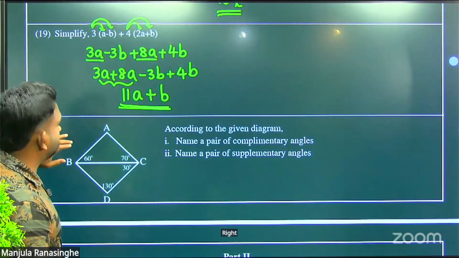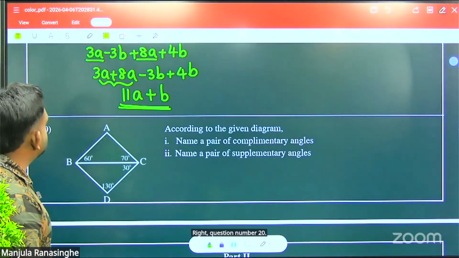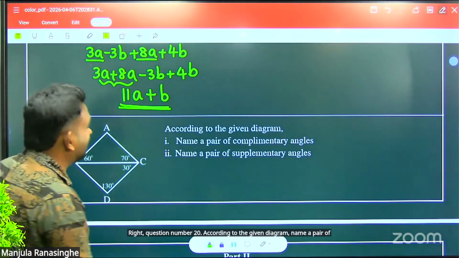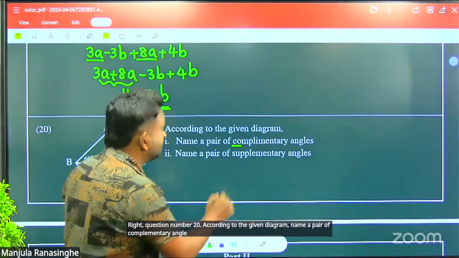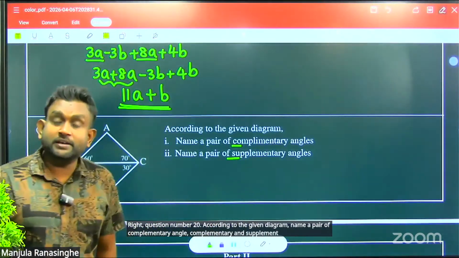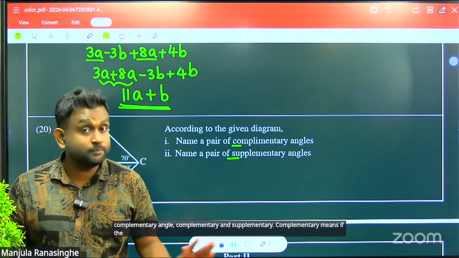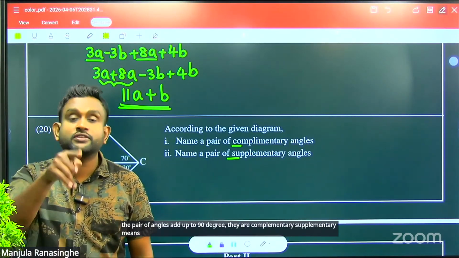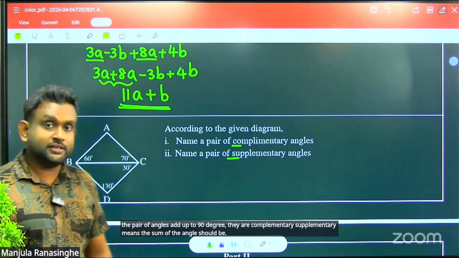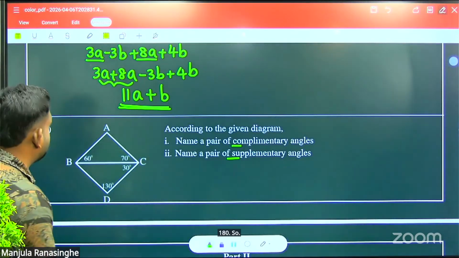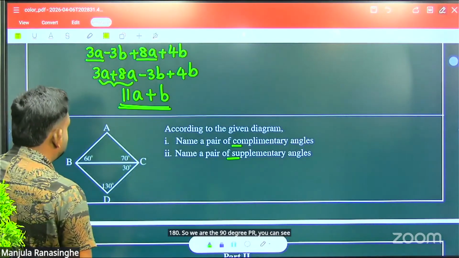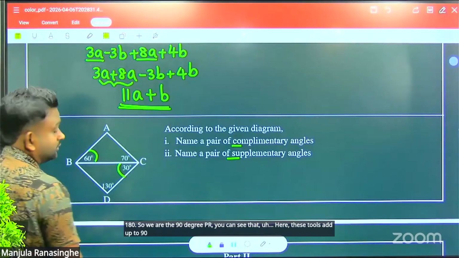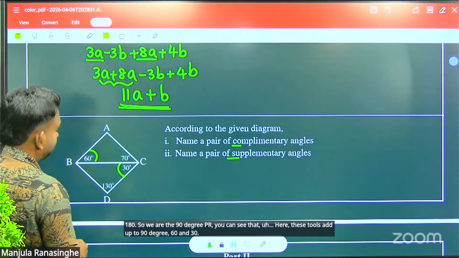Right, question number 20. According to the given diagram, name a pair of complementary angles. Complementary and supplementary. Complementary means if the pair of angles add up to 90 degrees, they are complementary. Supplementary means the sum of the angles should be 180. So where the 90 degree pair is, you can say that here these two add up to 90 degrees, 60 and 30.